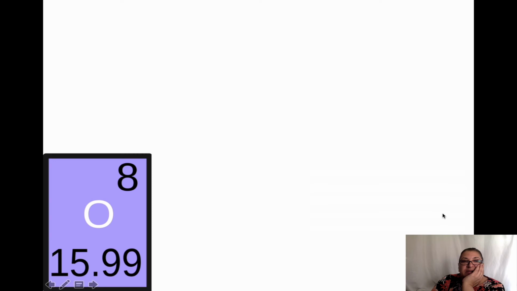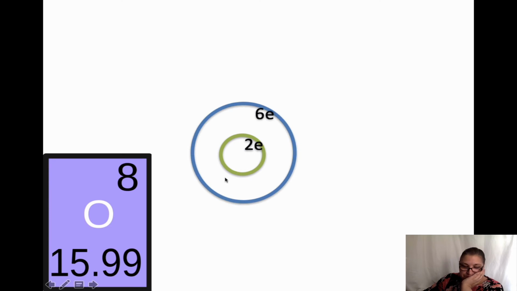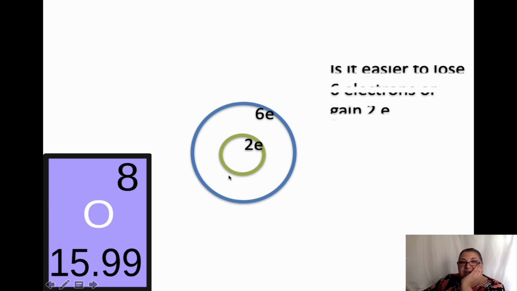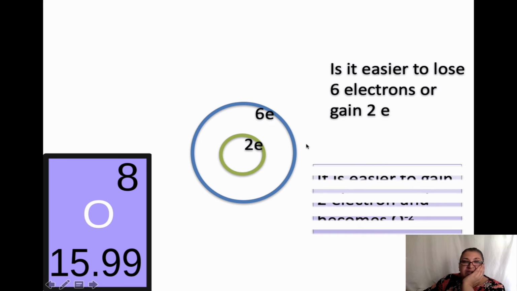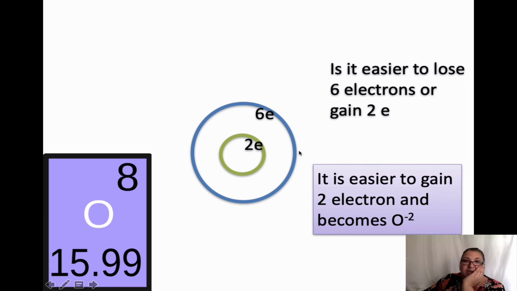Okay, so there's one more. For oxygen, we have 8 electrons, so 2 on the first shell, 6 on the second. And it's a lot easier to gain 2 than lose all 6, so it becomes negative 2. We're going to learn a lot more about this later on. I just wanted to show you why nonmetals gain and why metals lose, just to satisfy the octet, and we're going to get into that in chapter 8.